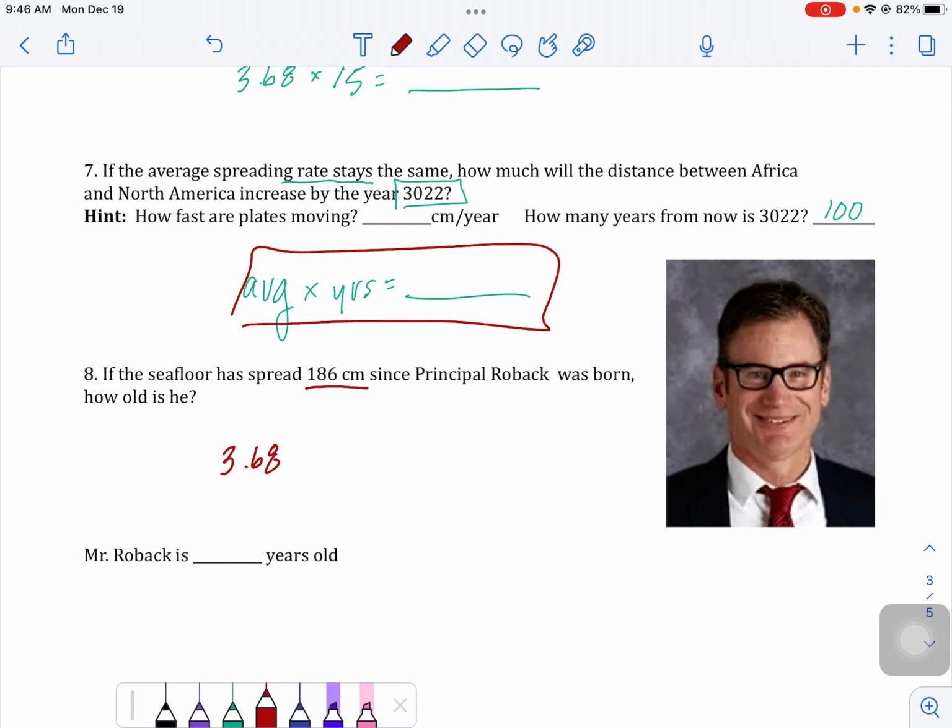Again, this is the one I was using. We don't know how many years old he is, but what we do have is the total. So we have to do a little bit different of a problem to solve for his age. Good luck.